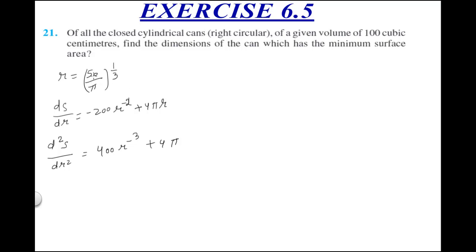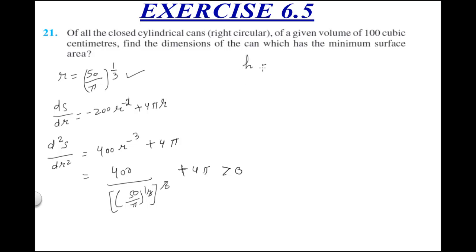Now we have to put the value of r as equal to 50 upon pi whole to the power 1 by 3. So we can write 400 divided by 50 upon pi to the power 1 by 3, its whole power is given as 3, plus 4 pi. So just to see, we are going to get all positive numbers. When you add them, you will get it as greater than 0. So we have proved that at r equal to 50 divided by pi whole to the power 1 by 3, at this value of radius, the second order derivative of surface area is greater than 0. That means the surface area is minimum.